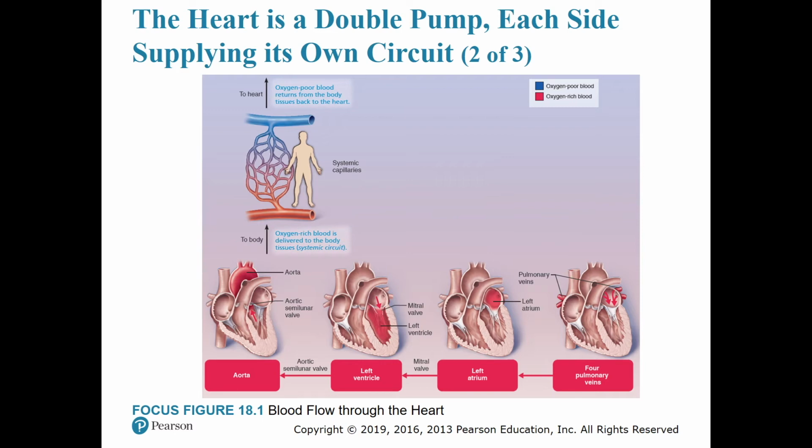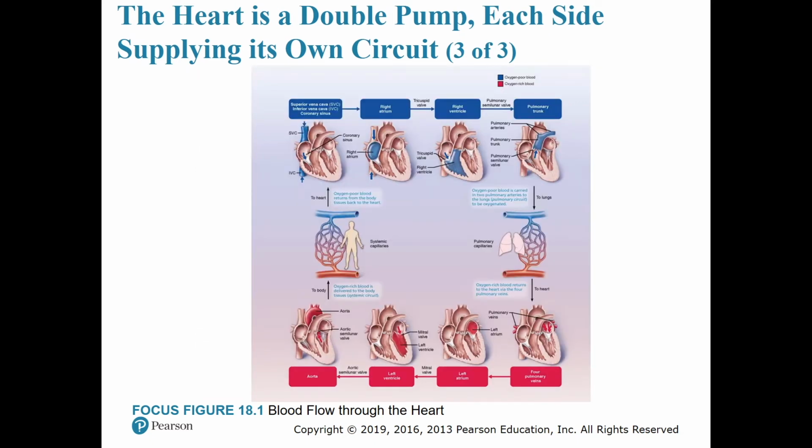Through the mitral valve into the left ventricle, and then the left ventricle is going to pump it to the aorta via the aortic semilunar valve, and the aorta is going to deliver this oxygen-rich blood to the body tissues, and this is the systemic circuit. And then oxygen-poor blood is going to return from the body tissues back to the heart. This figure here combines the two, and shows how the heart is a double pump and each side supplying its own circuit.